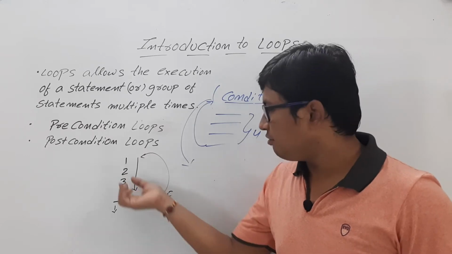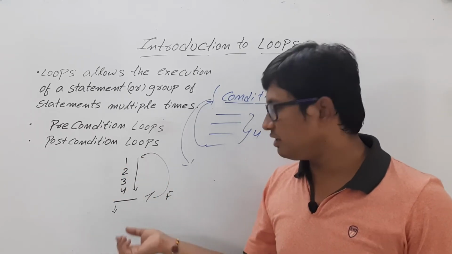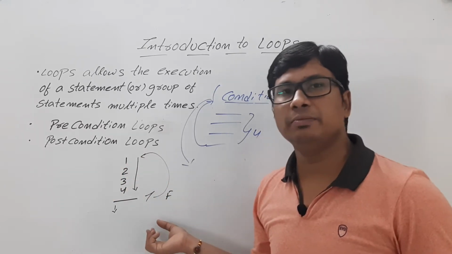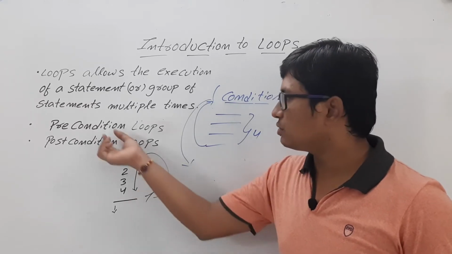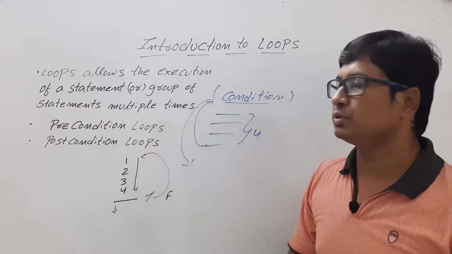By this time the person will watch the movie and he will go. Even if he does not purchase, at maximum you can keep a fine on him. Is it clear? So that is the meaning of precondition loop and postcondition loop.